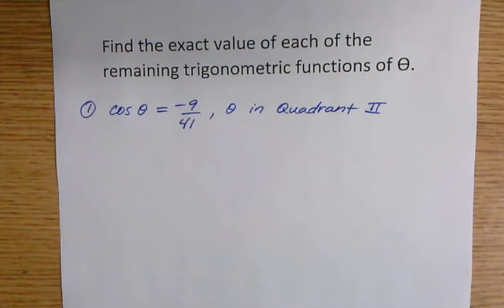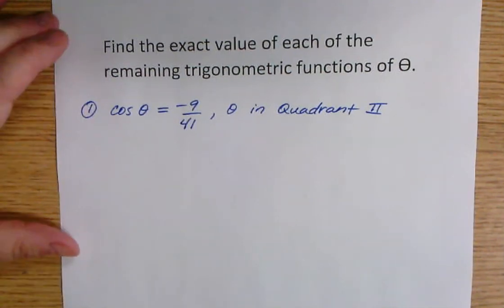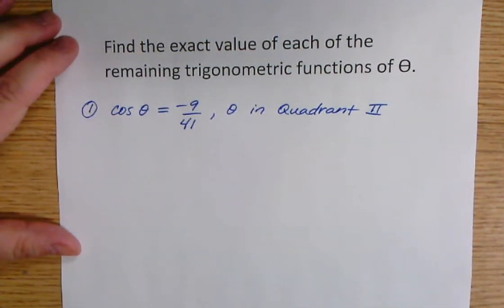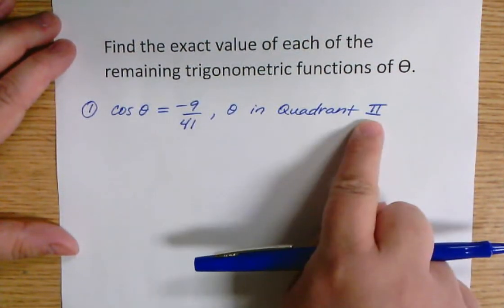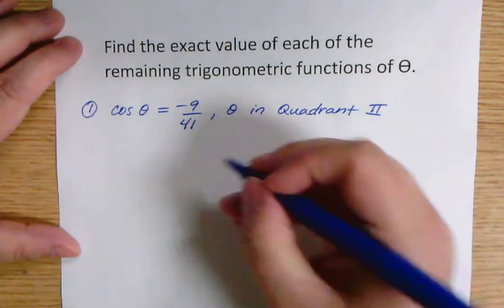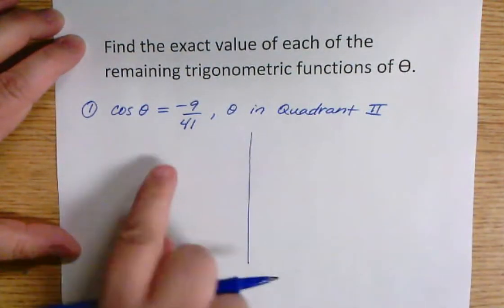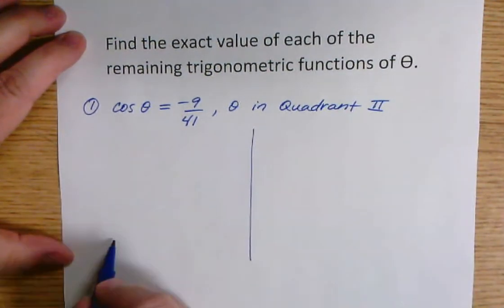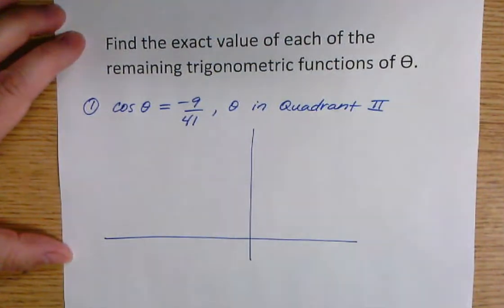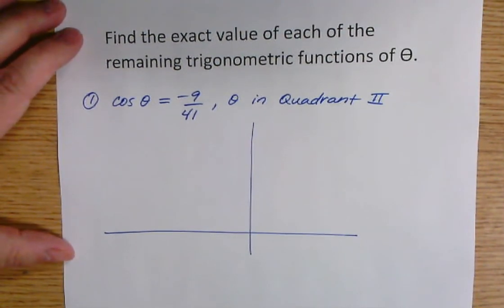Okay, so let's go ahead and look at something else that uses that. Here's a problem. I need to know what quadrant to put my triangle in, but it tells me, so that's nice. It says the cosine of theta is negative 9 over 41. Well, there's two different quadrants in which cosine is negative. So that's why they have to tell me quadrant 2. Notice these are not unit circle values. There's no 9 and 41 on the unit circle. So that's another reason I know I need to draw a triangle.